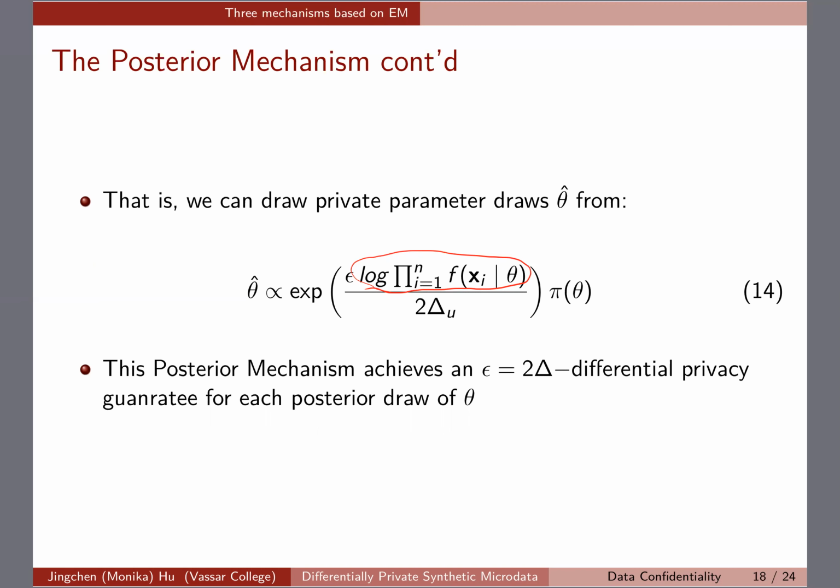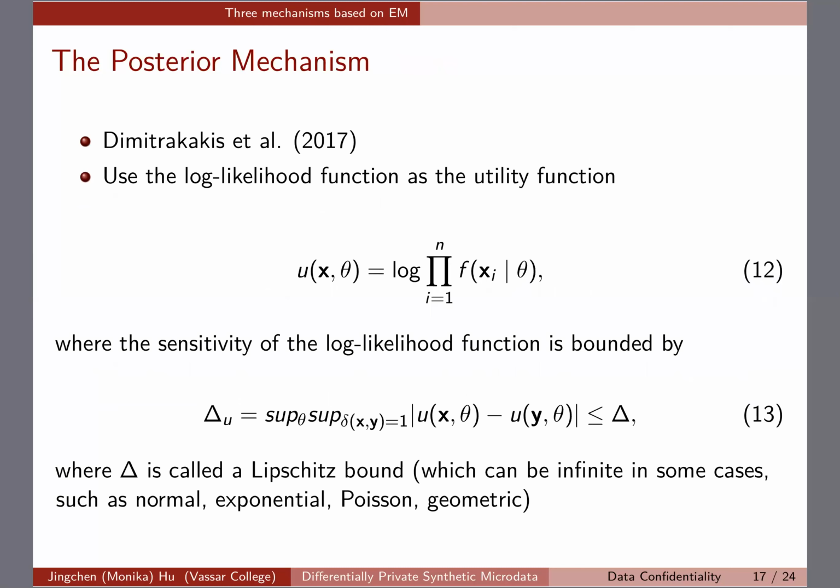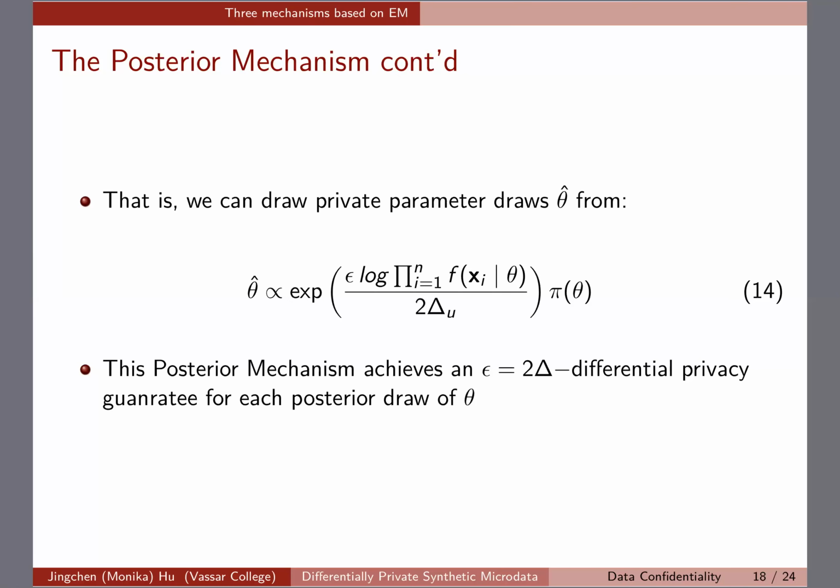Okay, so that's their main contribution: to lay out the foundation of thinking, from a Bayesian perspective, about what will be a suitable candidate for the utility function. They propose the log likelihood. They also show that the sensitivity of it will be bounded above by the Lipschitz bound. It can be infinite in some simple cases, but it is not infinite in other cases, and that's how they did the demonstration, I think, in their paper.